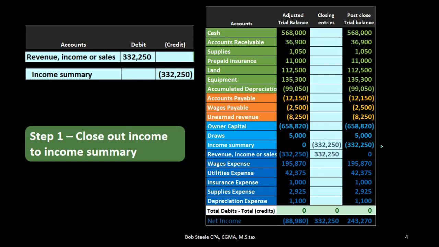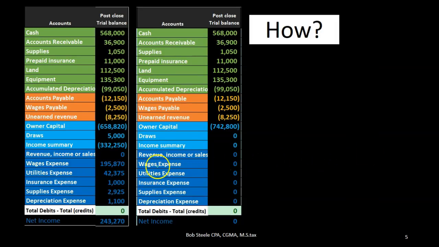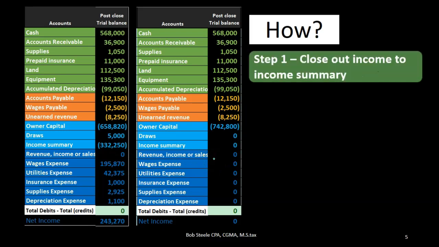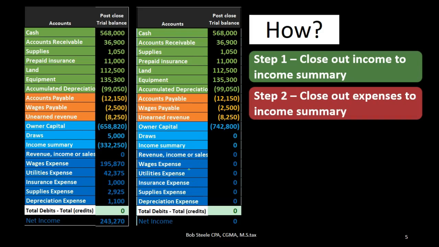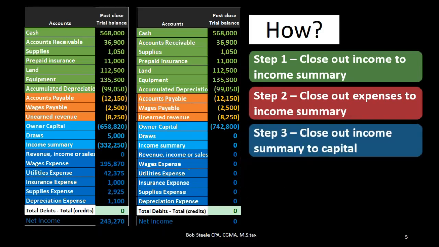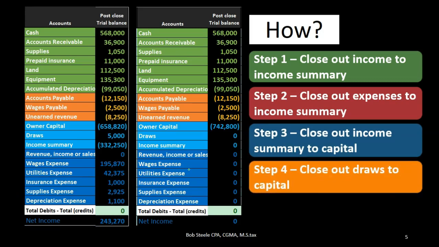That's the first step of our 4-step process. This is where we're at this point in time. This is where we need to be. Remember, we're going to keep moving on to the next steps next time. So we have now closed out the income. Next time, we're going to close out the expenses to the income summary. Then we're going to take the income summary, which will then have net income in it, close it out to the capital account, which is where we ultimately want that. Then we're going to close out draws to the capital account.